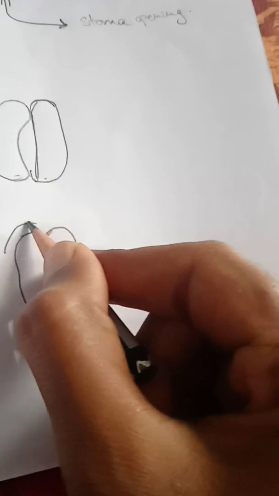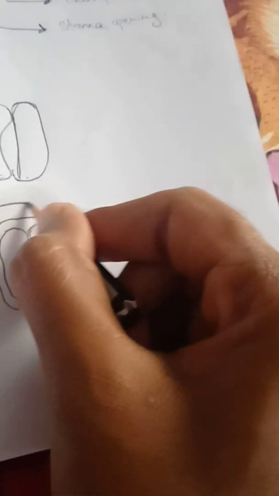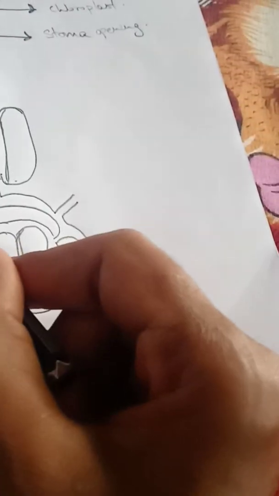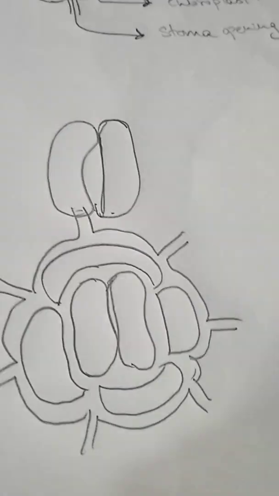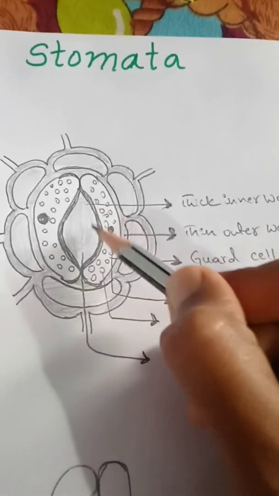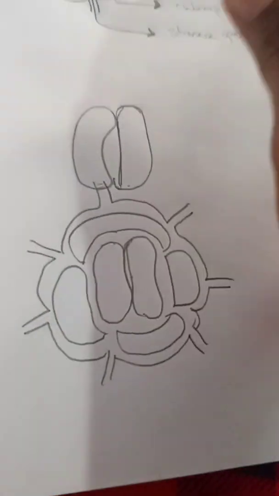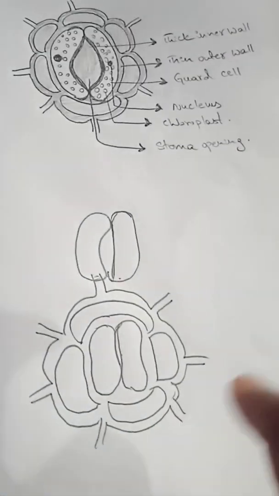See here, we can observe there is not much opening space, and when we observe here we have more space. This is called the opening and this is called the closing. This is the difference between both of these. Here also we will have the same labeling parts, and here also the same, but the only difference is here we write stoma opening, and in this part we are going to write stoma closing.